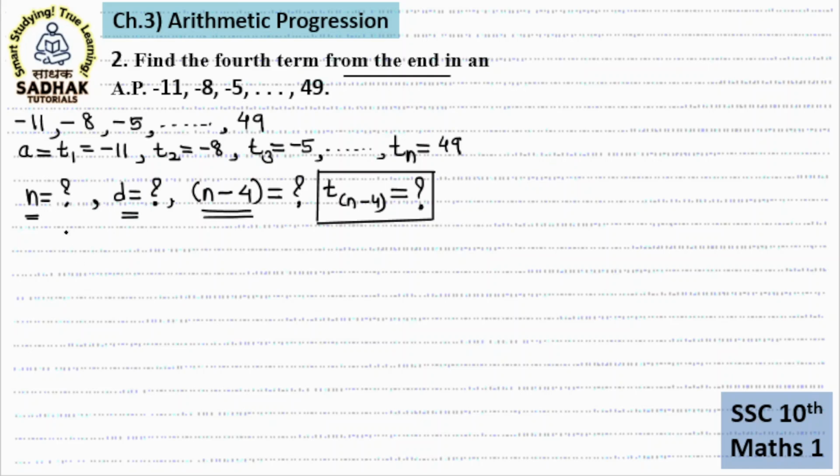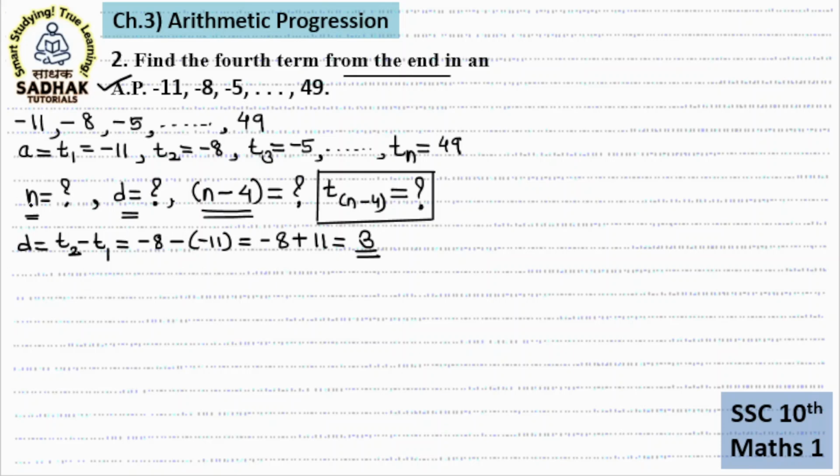Chalo. For finding d, we simply find the difference between the consecutive terms. So t2 minus t1 is minus 8 minus minus 11, so minus 8 plus 11, that is 3. So the value of d will be 3. Do we have to do t3 minus t2 also? Not necessary, because here they are clearly saying that this is an AP. So we only need to find one difference. So d is equal to 3.